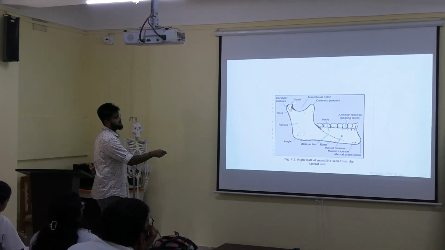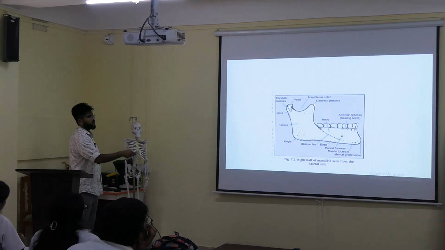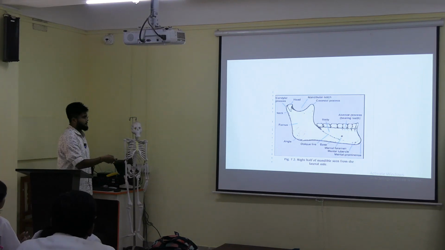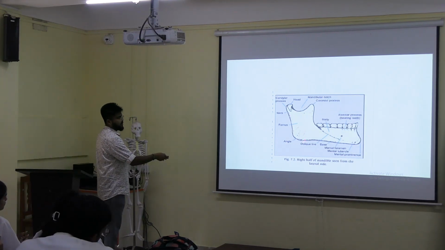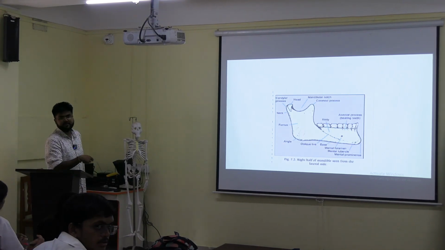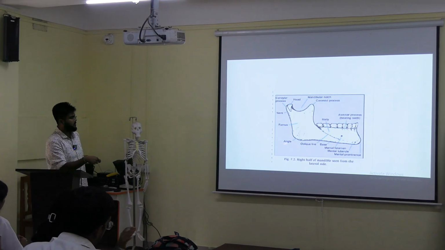This is the condylar process having head and neck. This is called the mandibular notch. And this is the angle of the mandible. So how is this angle formed? By your posterior border and inferior border together, the angle of the mandible is formed.